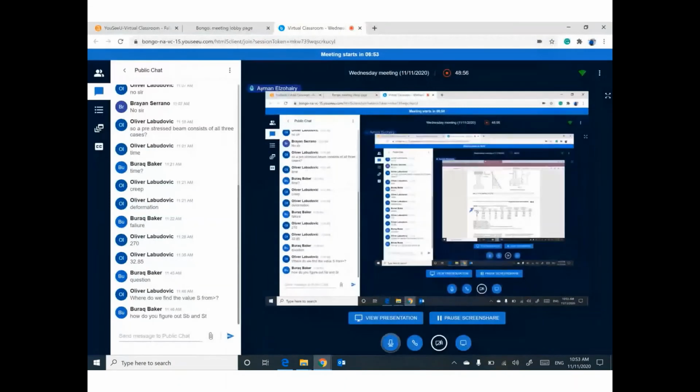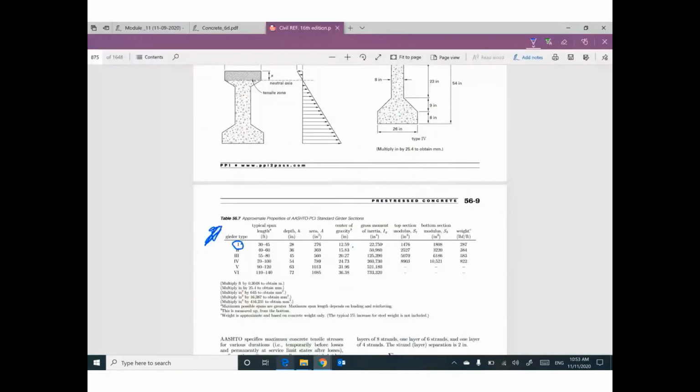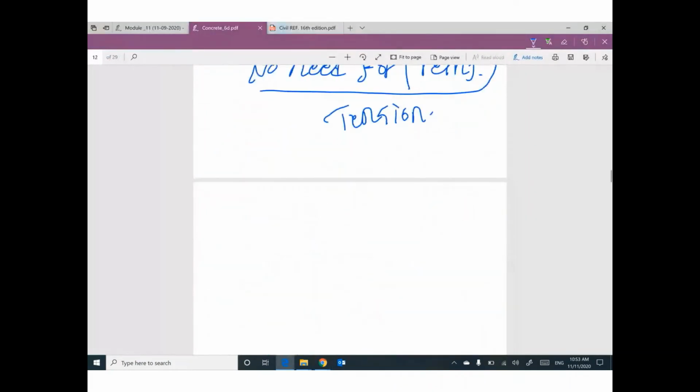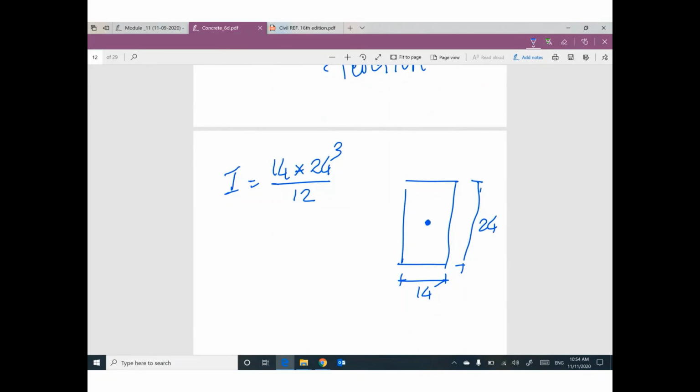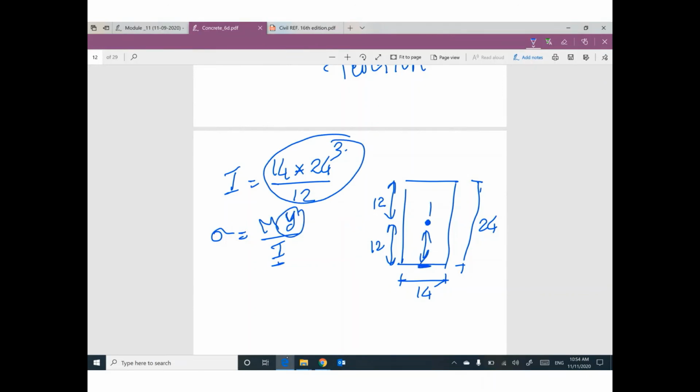That makes sense? But if I'm talking about rectangular cross-section, no, you can figure it out. You can figure I, which equals, for example, this one is 14, this one is 24. So moment of inertia is 14 times 24 cubed over 12. Centroid is here, so this distance will be 12, this distance will be 12. So sigma equals M y divided by I. I can figure it out. Y, this distance if you are talking about the bottom, or this distance if you are talking about the top.